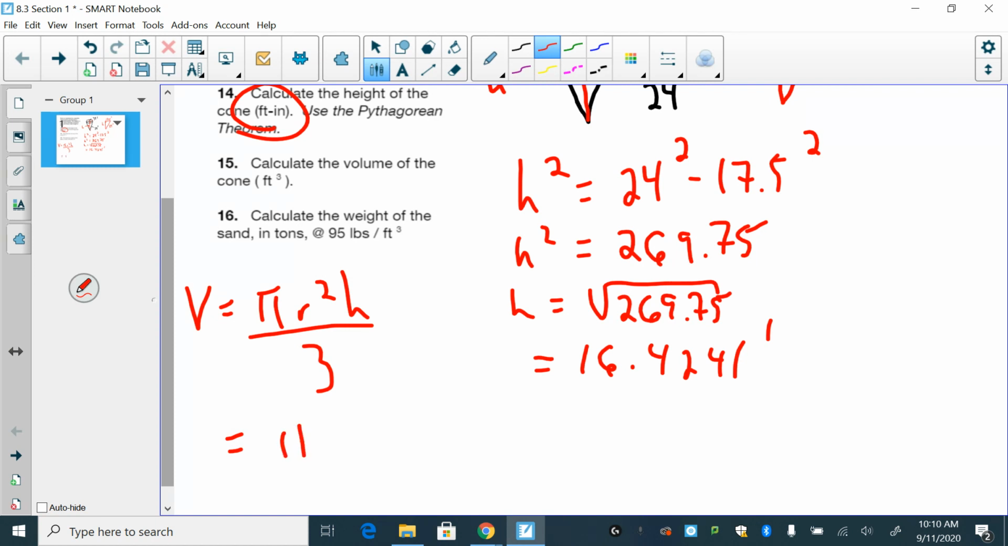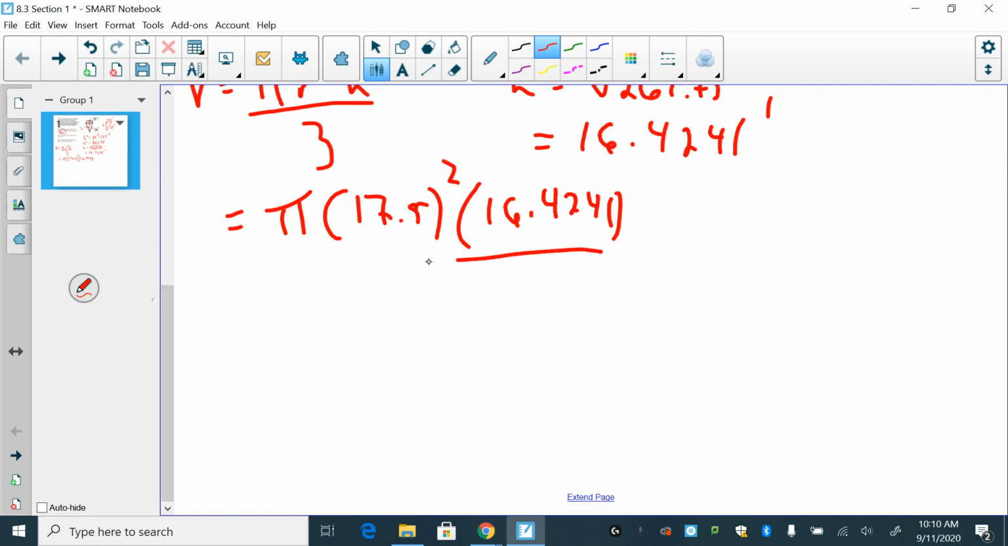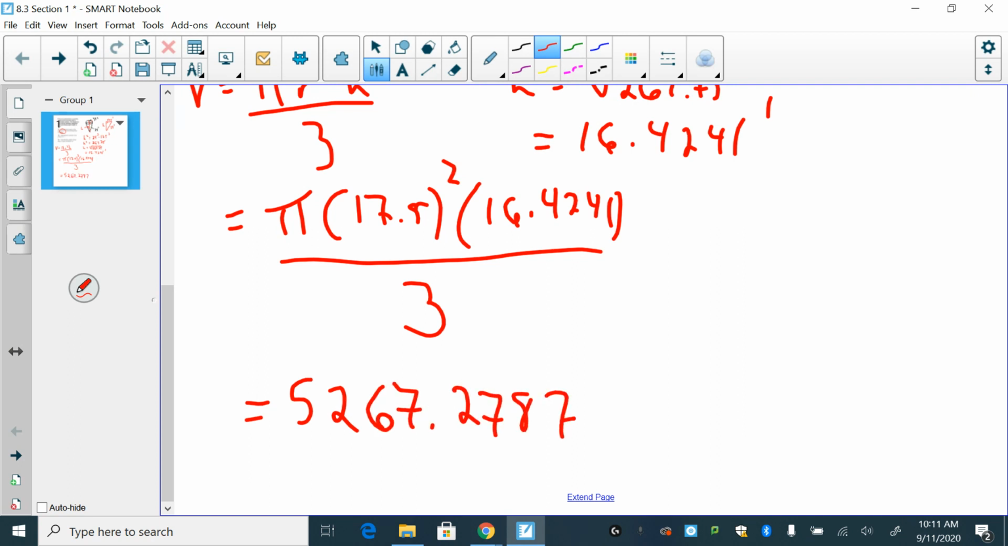So you're just going to plug in the numbers. So remember the radius was 17.5, so be careful. Not using the diameter, so squared times the height, which I got 16.4241. And then I'm going to divide that all by 3. And so you could just plug that all into your calculator. So I'm going to go pi times 17.5 squared times 16.4241 equals, and then I'm going to hit divided by 3. So I've got 5,267.2787, and that's feet cubed.